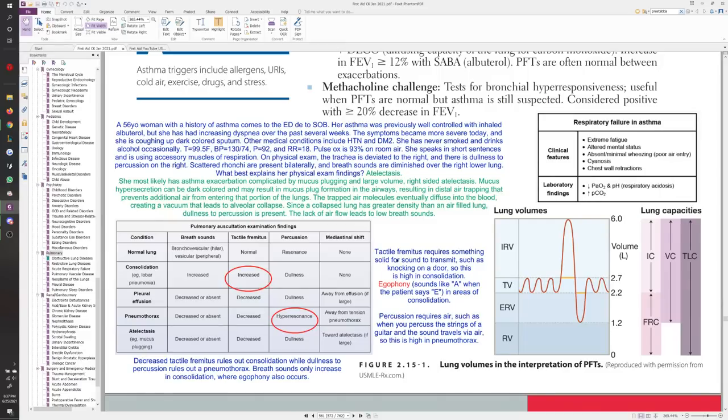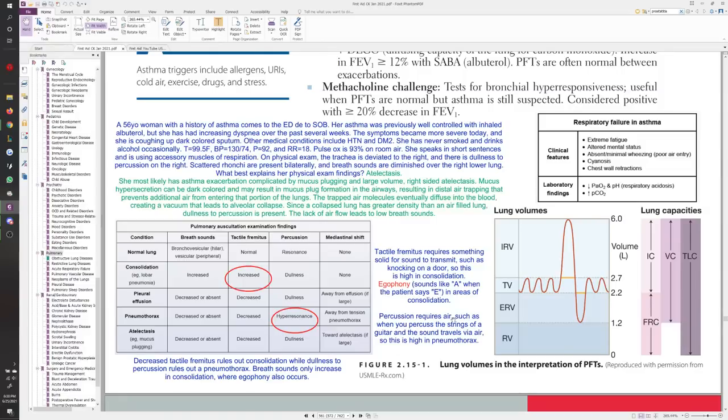Tactile fremitus requires something solid for sound to transmit, such as knocking on a door. So this is high in consolidation. Egophony, which is basically telling the patient to say A or E or something like that, sounds like A when the patient says E in areas of consolidation. Egophony is also related to consolidation. It's not in the table, but it's another thing you look for. So when the patient is saying E on the stethoscope that you have attached to the part of the lung where they have this consolidation, you're going to hear A, and that's a sound being transmitted in a different way now because of something solid, right?